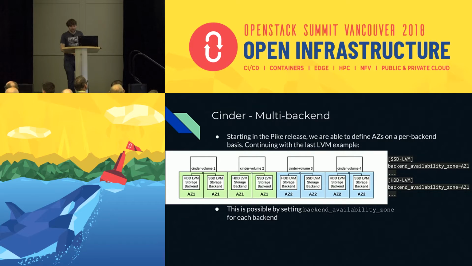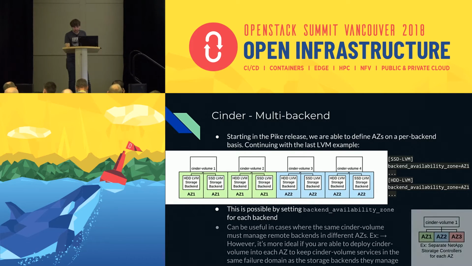So starting in the Pike release, we can also define AZs at the level of the storage backends themselves instead of one AZ for all the backends controlled by the same Cinder volume. This wouldn't really buy us anything in the LVM example here, since it wouldn't make sense to split the failure domains for 2 different types of local storage anyway. But this feature could be more useful if you have one Cinder volume controlling several remote storage backends, especially when you don't have the ability to deploy Cinder volume directly into those remote AZs. Otherwise, I recommend grouping them together in the same AZ so that they fail together.